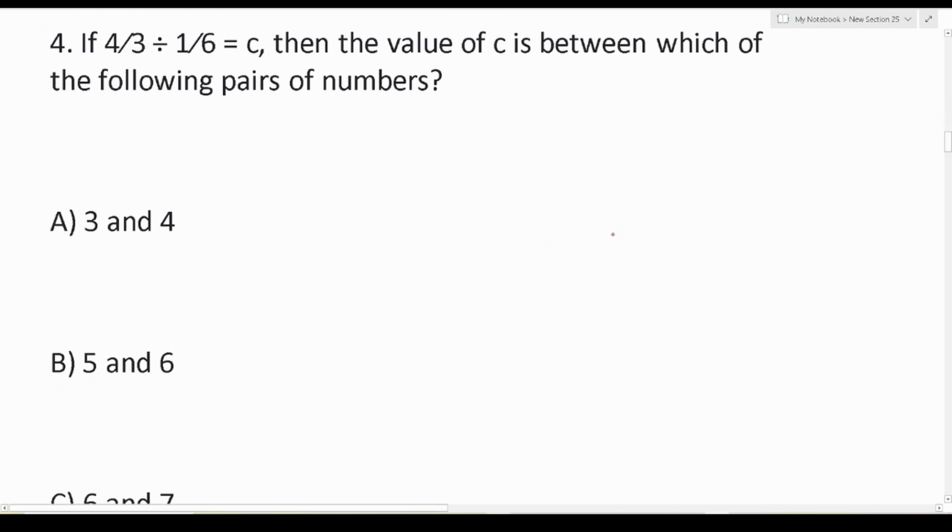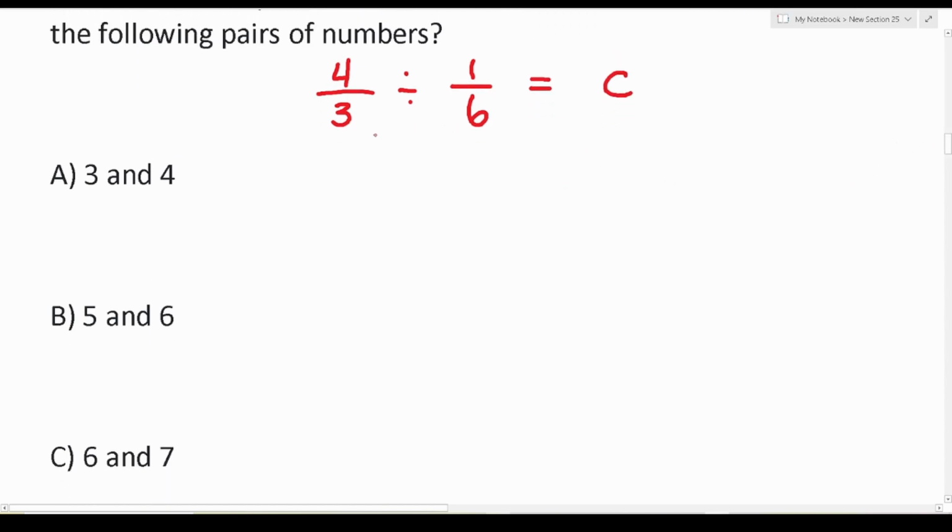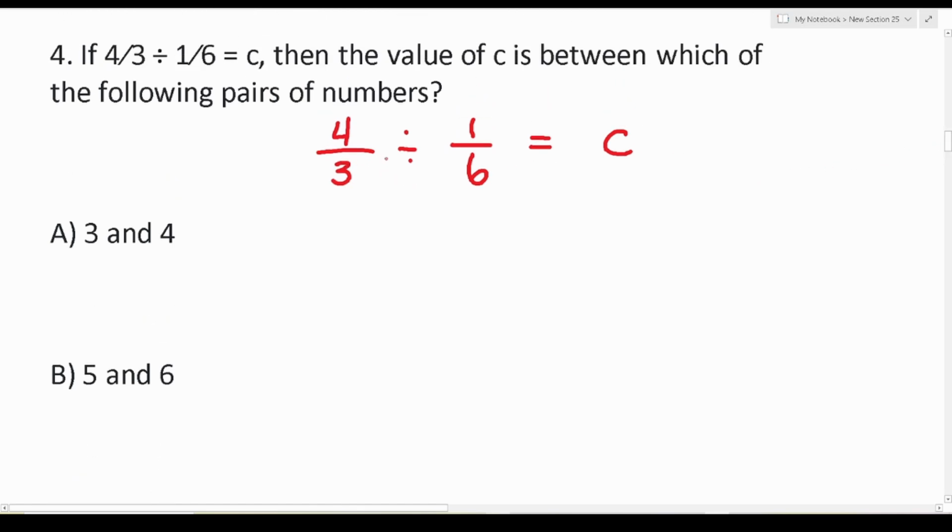All right, number 4 says, if 4/3 divided by 1/6 equals C, then the value of C is between which of the following number pairs? So let me just rewrite this so it's a little bit clearer. We have 4/3 divided by 1/6, and that's going to equal C. So for this one, as you can see, we just have to divide these two fractions. And personally, I find dividing fractions very, very easy because you just follow the algorithm, keep, change, flip. So let's go ahead and see what that looks like in case you haven't seen it in a while.